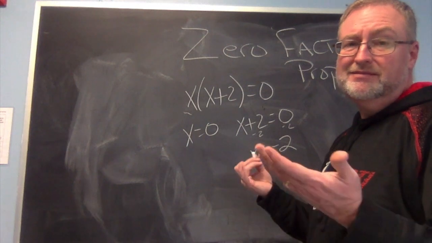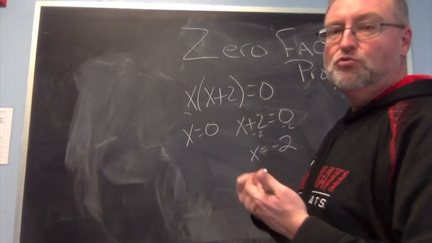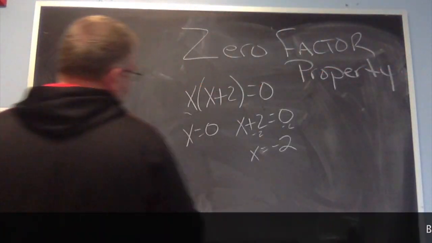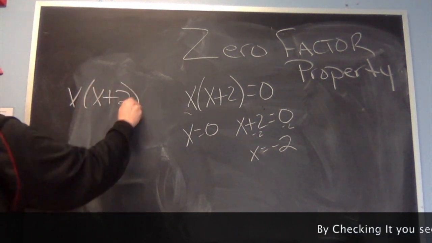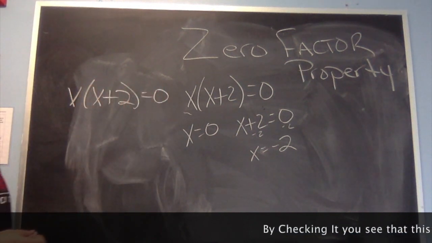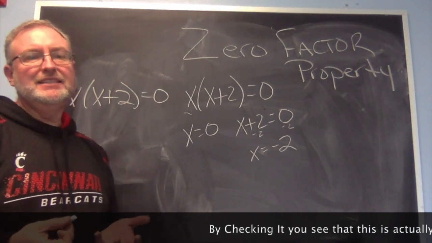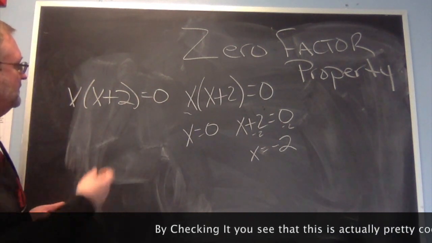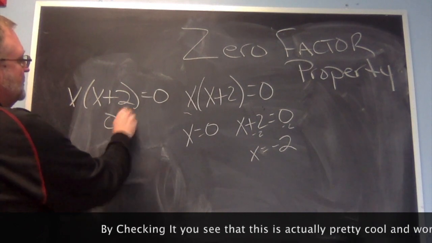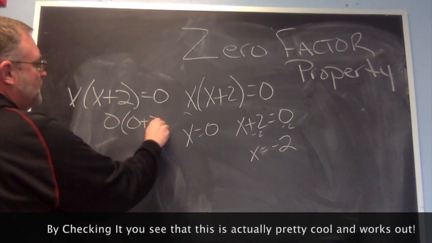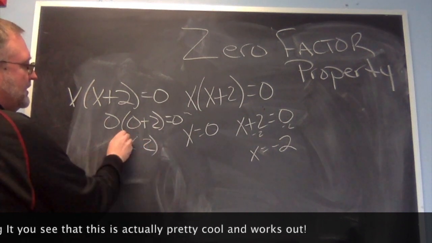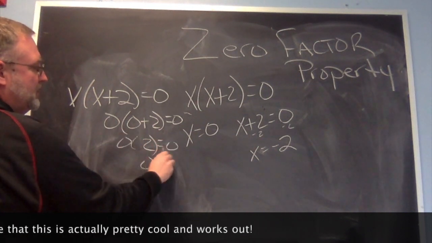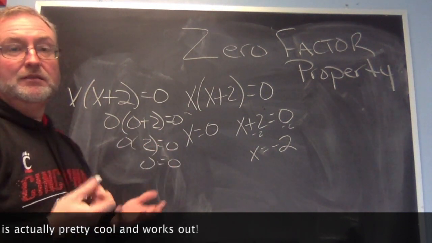Now, does that even make sense? Well, we go back to our original problem. Our original problem said x times (x plus 2) would equal 0. So if x is 0, then I'm going to have 0 times (0 plus 2) equals 0. 0 plus 2 is 2, and 0 times 2 equals 0. So that worked.